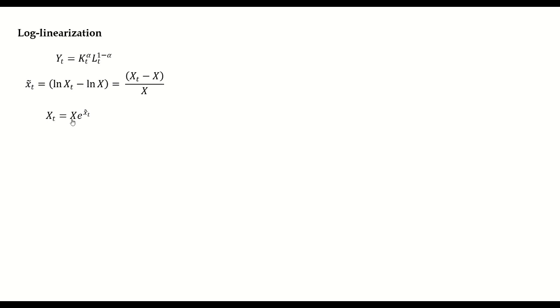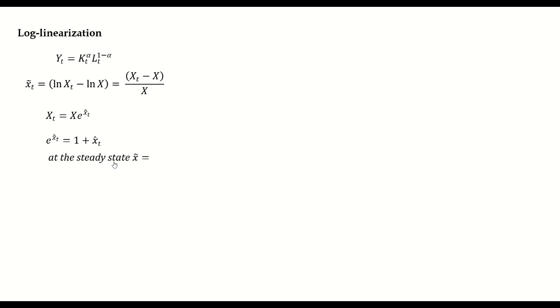The second shortcut that we're going to use is that e raised to the power xt tilde equals 1 plus xt tilde. We can again derive this expression. This would be the first order Taylor expansion of e raised to the power xt, but let's take this as a given. So we're going to use these two shortcuts whenever we want to do log linearization. Wherever there is a variable, we can substitute this, and whenever we have e raised to the power xt, we can substitute this. So let's use these two expressions and log linearize this production function.